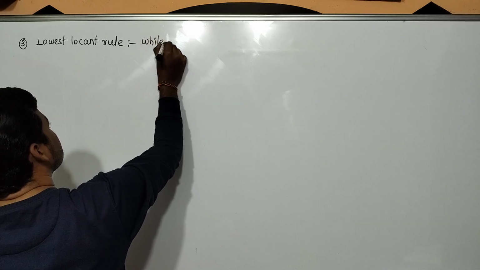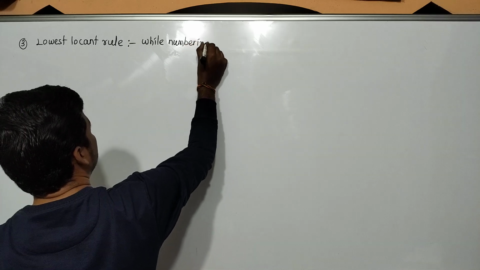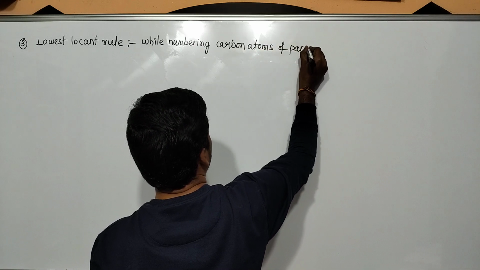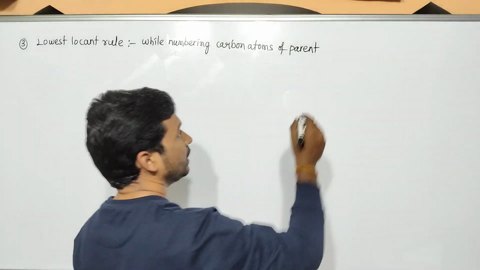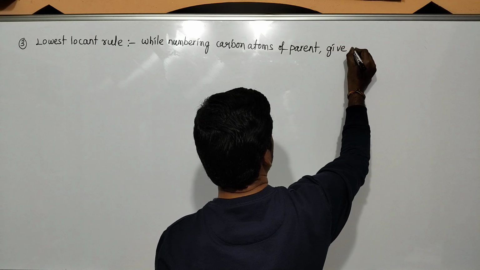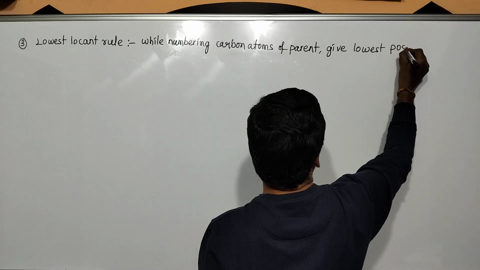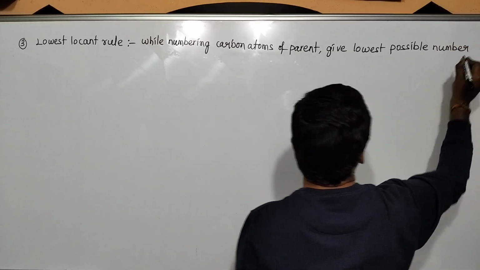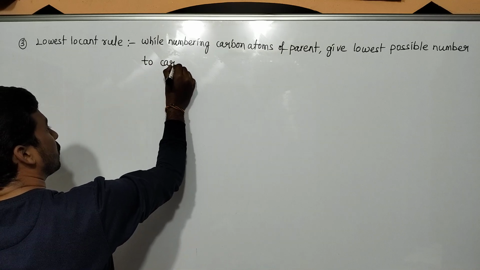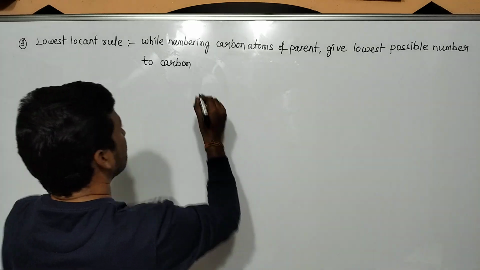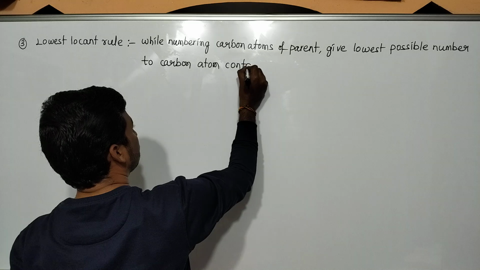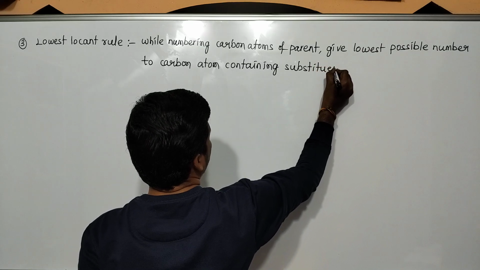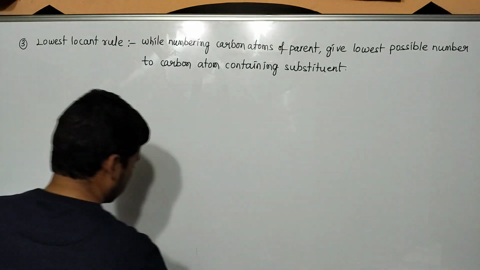While numbering carbon atoms of a parent chain, give the lowest possible number to the carbon atom containing a substituent or substituted group. Right? So see this example.